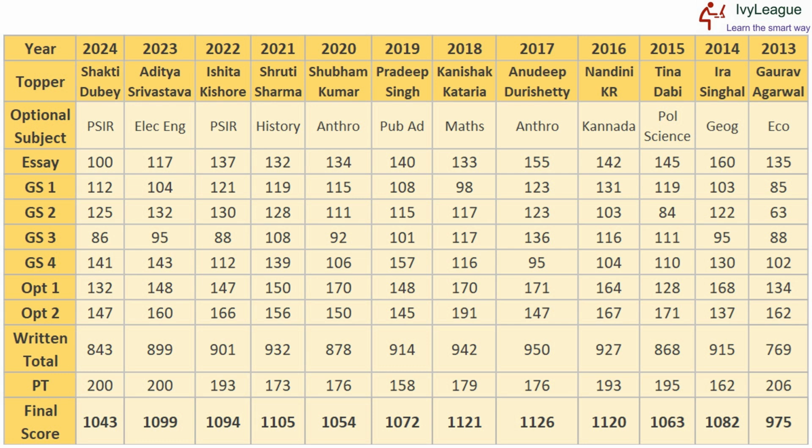But one indicator which I want to give you right now, although I'm going to go into details of this whole analysis, is that the overall final score which has to be targeted, which means the score of the main examination plus your interview, is something around 1050.